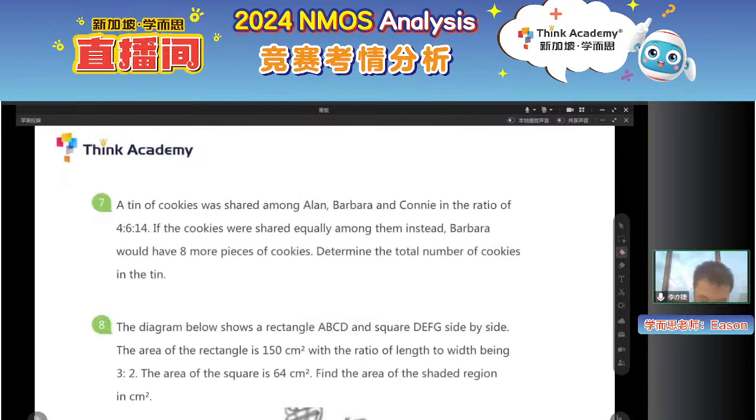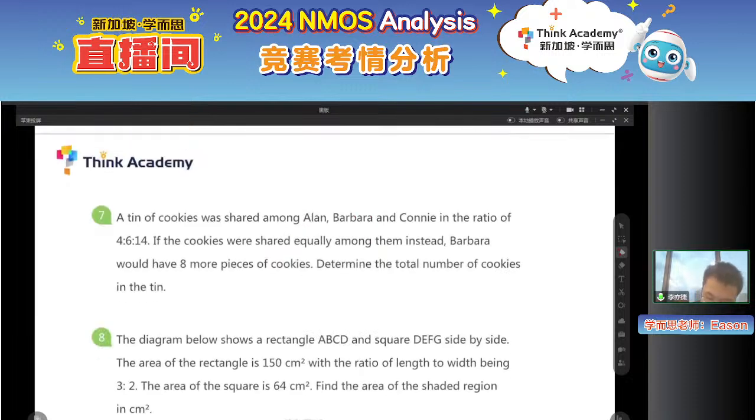Okay, then question 7. It says that A, B, C are distributed with 4, 6 to 14. Now if the same amount are shared equally, the amount is the same, which means the sum is constant. So now the sum should be the 24 units. So if they are distributed equally, it should always be the 24 units.